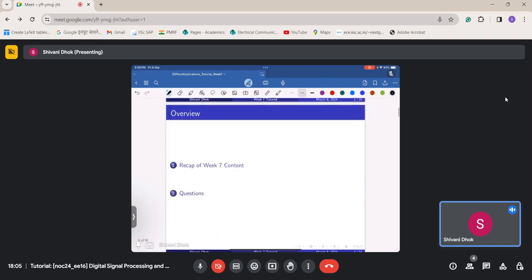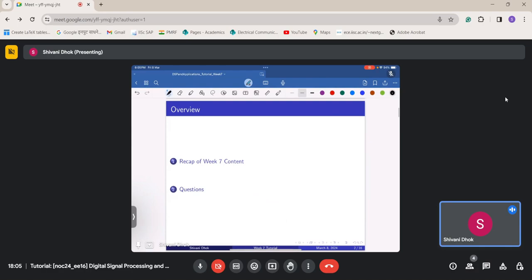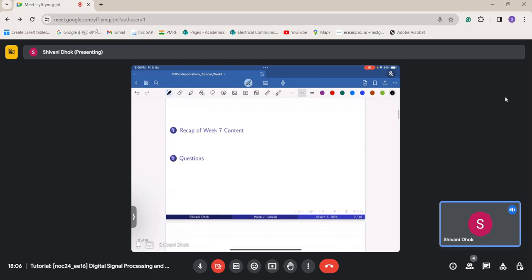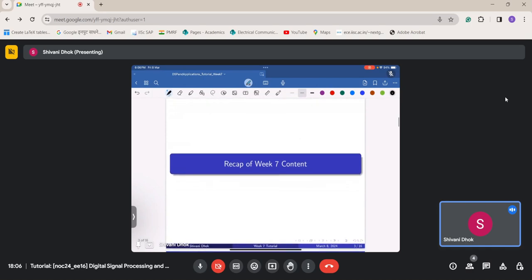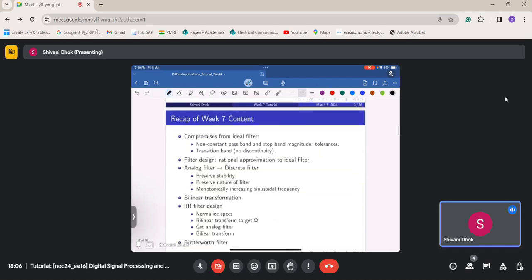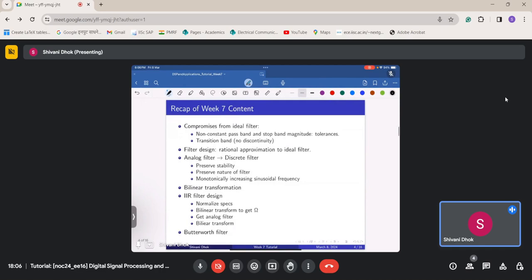So like every week, I'll first quickly skim through the concepts that were discussed this week, and after that we'll solve a few questions related to the content. So let's start with the recap. This week we started with designing filters.